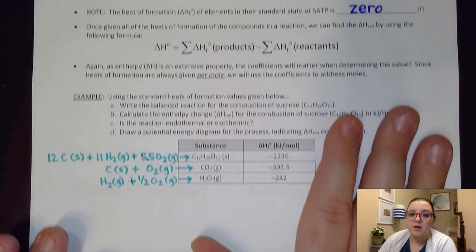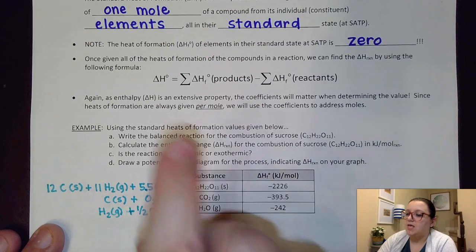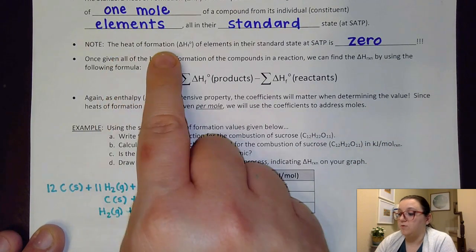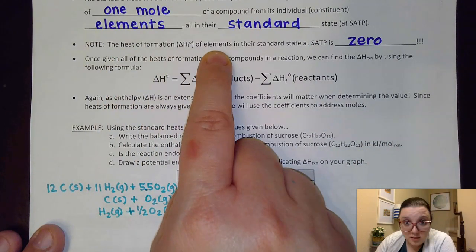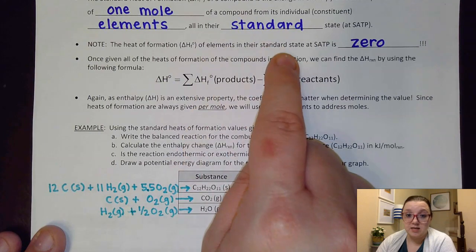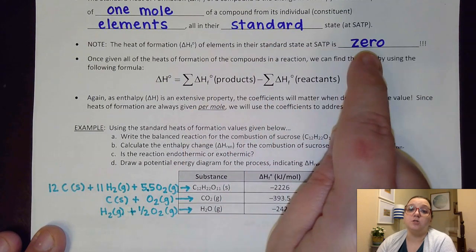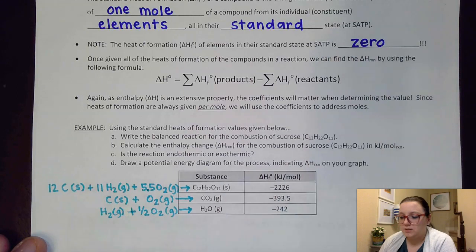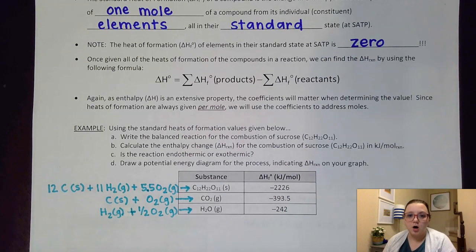Now, one other thing about heat of formation. If I am trying to report the heat of formation of a singular element in its standard state, that heat of formation would be 0. I wouldn't see it reported on our chart. The reason why is because the element is naturally in those conditions at its standard state. There's no energy needed to form it because it's already as that element.